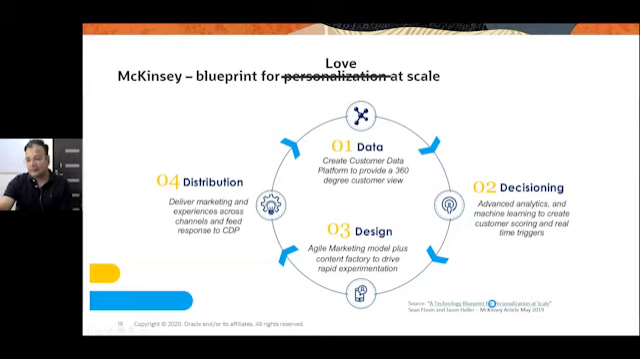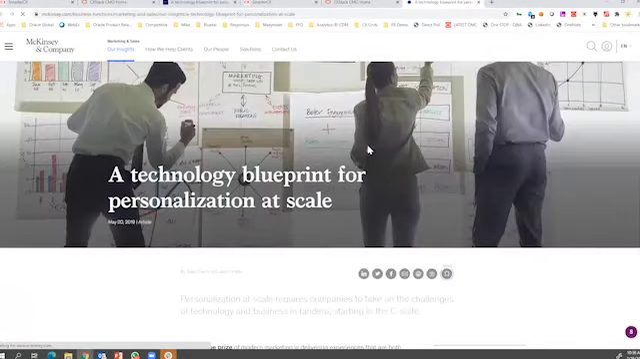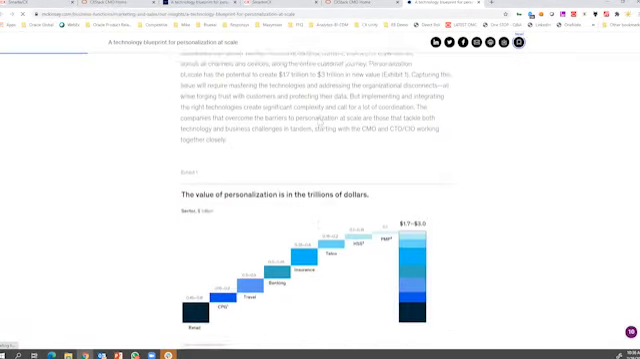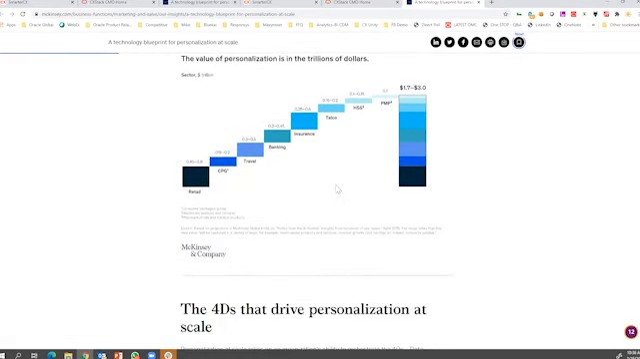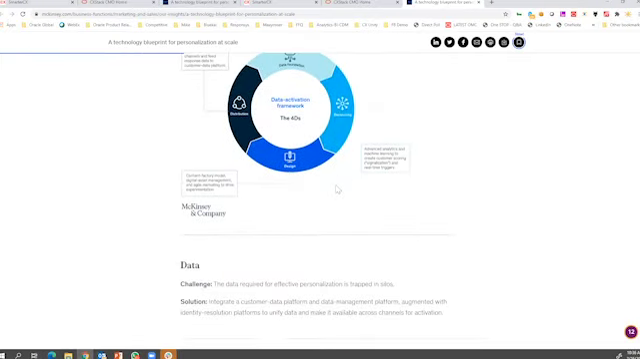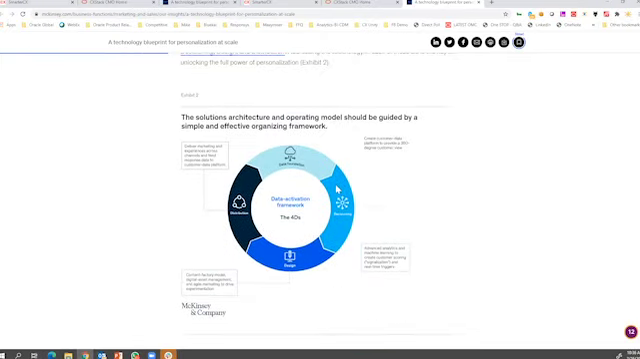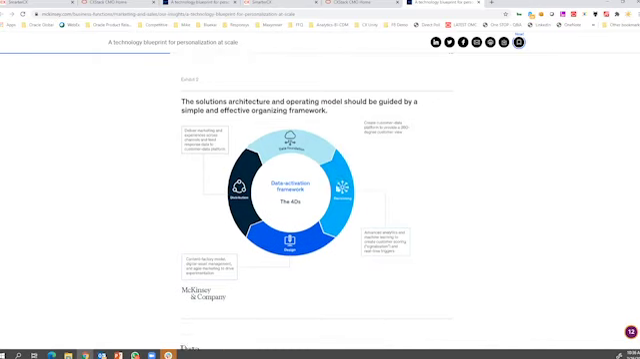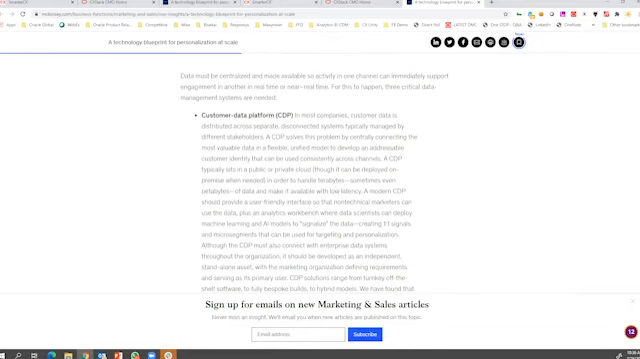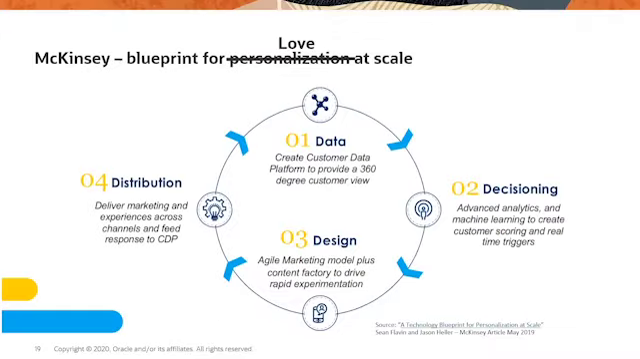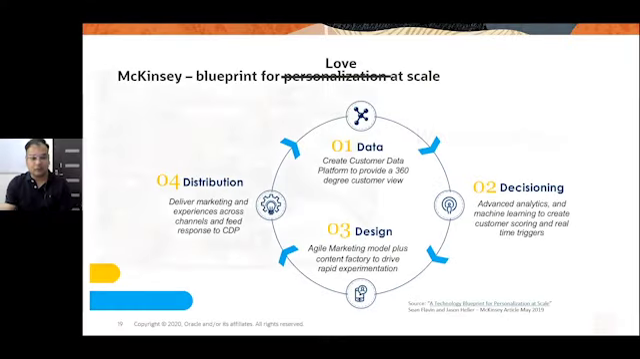So if I click on this link, we will share all of these details with you. If you look at this research from McKinsey, it talks some really good things. They beautifully put some numbers to personalization. What does personalization mean in trillions of dollars? How can companies start using this 4D formula for love at scale, or personalization at scale? And what are the key elements of doing personalization at scale? So yeah, that was some really good insight that I was able to gather from this blueprint from McKinsey.